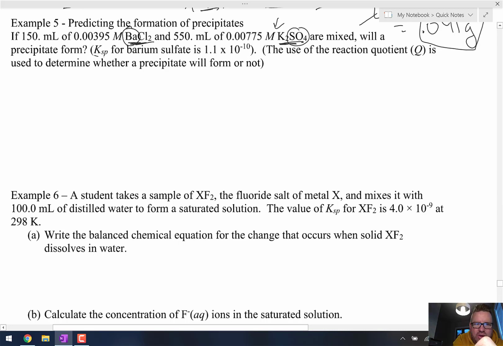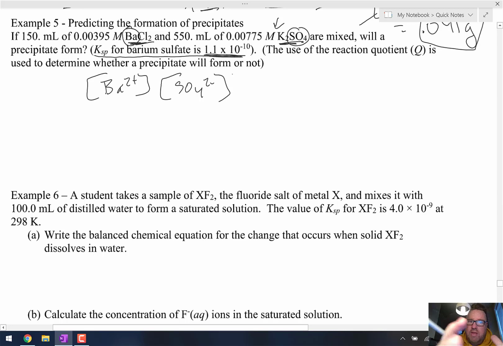And they even tell you the KSP for barium sulfate is 1.1 times 10 to the minus 10th. So really what we're trying to do here is get the concentration of Ba2+ and the concentration of SO4 2-, and then combine those together to determine our Q value. Then we can compare that with the equilibrium constant.